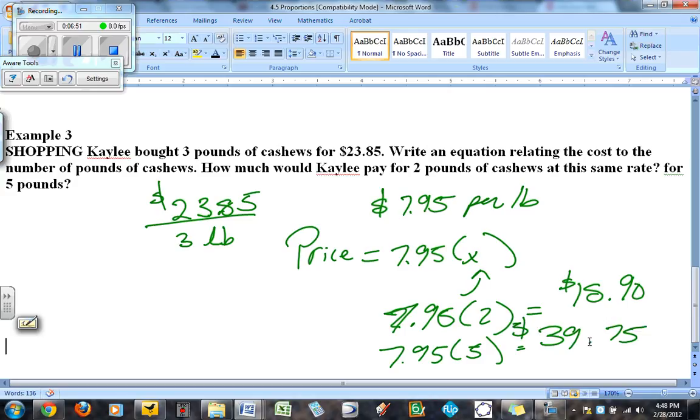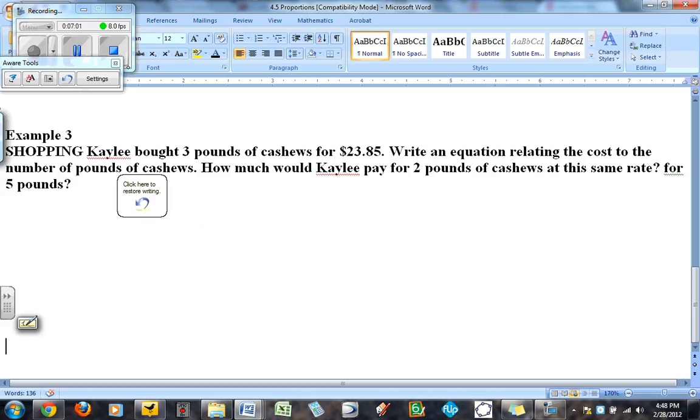So solving proportions and rates is very simple. Set up your ratios and set up your proportions, then cross multiply and divide to solve. Hope this helps. We'll see you in class.